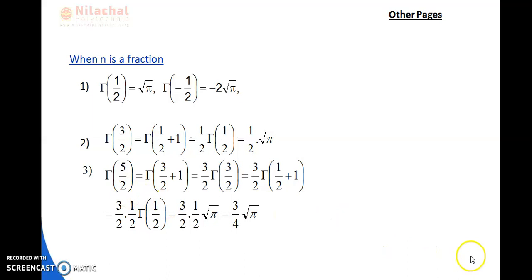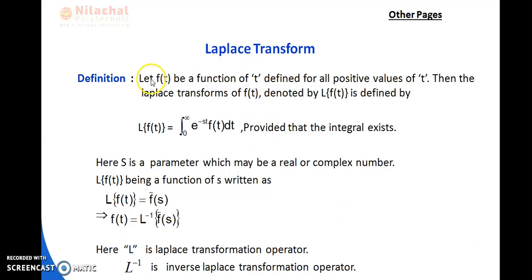Clear? Then there is the definition for this chapter, Laplace transform, and we have completed the gamma function. Okay, so let us start with the definition. Let f of t be a function of t defined for all positive values of t. Then the Laplace transform of f of t, denoted by L of f of t, is defined by L of f of t equals integration from 0 to infinity of e to the power minus st f of t dt, provided that the integral exists.